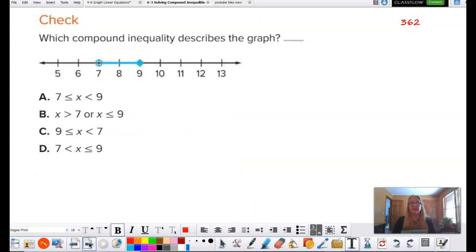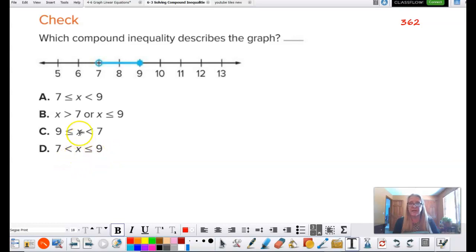Which compound inequality describes the graph? Well, we're looking for one where it's got to be an "and," so we can immediately eliminate B, because "or" cannot be correct in this case. But we're looking for one where there is no "or equal to" attached to the 7, so we can eliminate A also because it has an "or equal to" here. All right, we're down to C and D. We're trying to show that x is the values, and 9 is shaded, so 9 has to have the "or equal to." The question is, is this one right or is this one right?